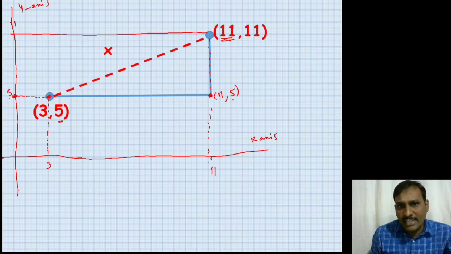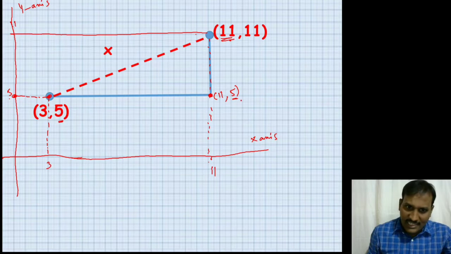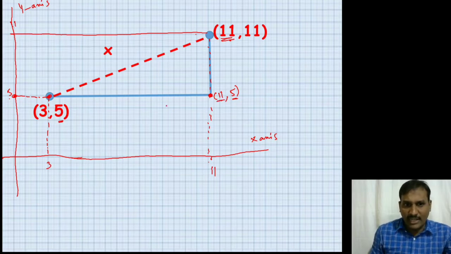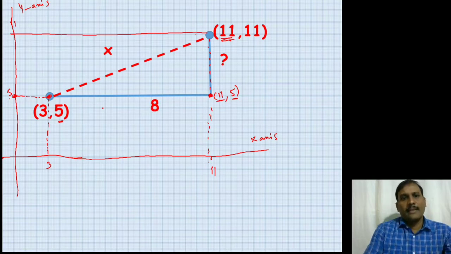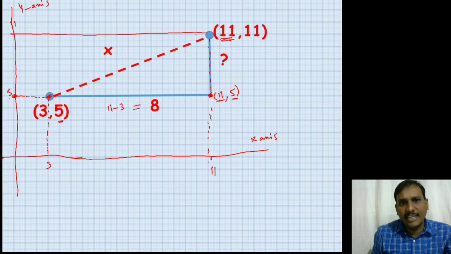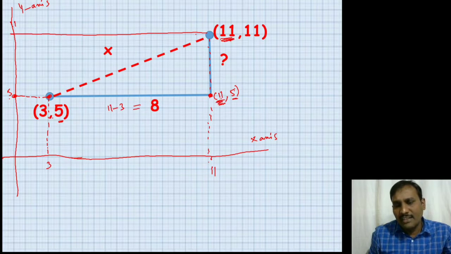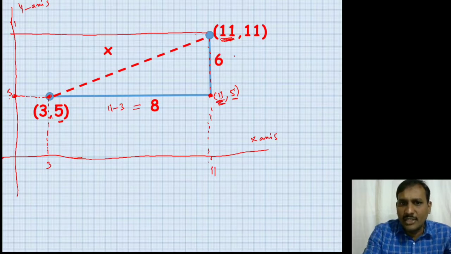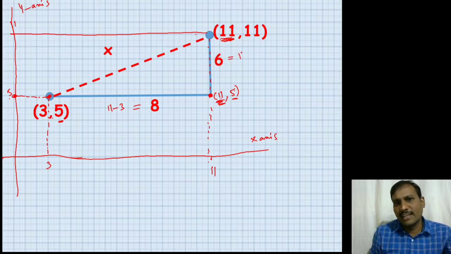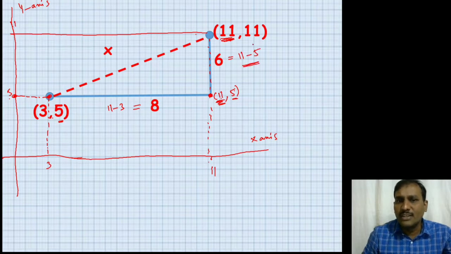Now can you tell me what is the distance between these 2 points with the same y coordinates? Yes, it is nothing but the difference between the two x coordinates. 11 minus 3, that is equal to 8. So how did you get this? This is 11 minus 3, the difference between x coordinates. What about this? Here the x coordinates are the same. Therefore what will be the difference? The difference of y coordinates, that is 11 minus 5, that is equal to 6. So how did you get that? That is 11 minus 5, the difference of y coordinates.